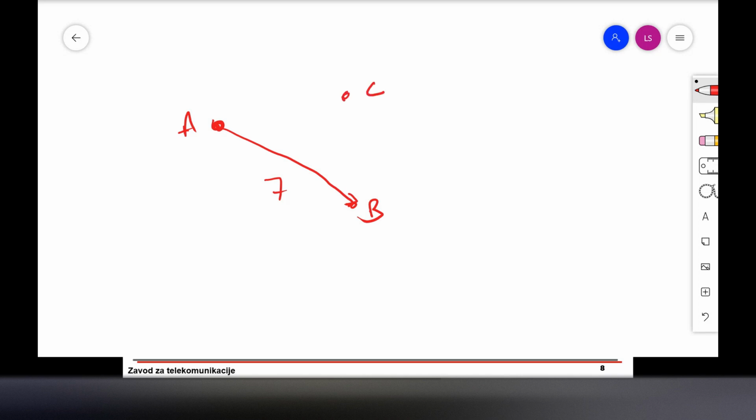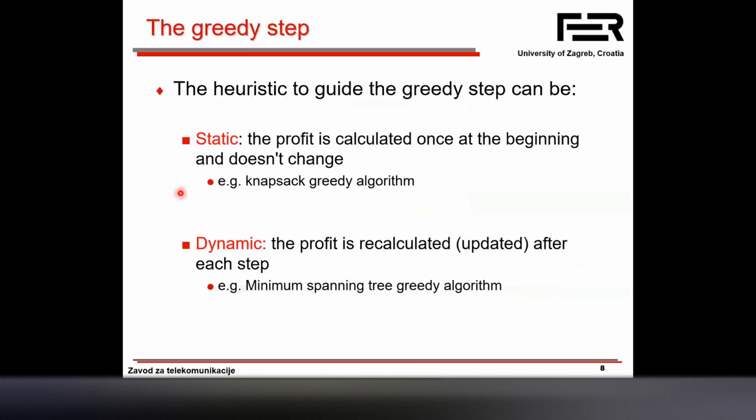However, let's say I have node C over here. Let's say that these distances are 3 and 1. Now, if I'm currently at node C, the cost of adding B is going to be 1, right? So now the cost of adding B has changed depending on where I am. And that's what I mean by dynamic profit. So the profit of the next element is going to depend on where I am currently, or how I've constructed my solution so far. Okay, just wanted to clarify that. Let me go back to the slides.